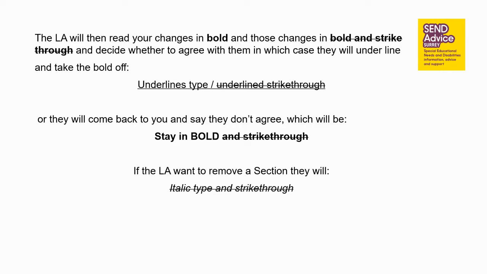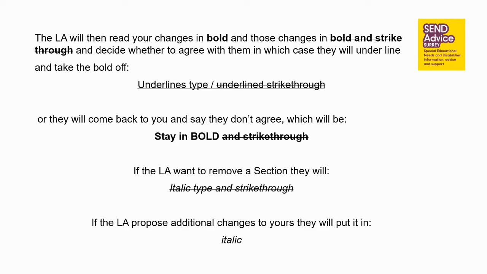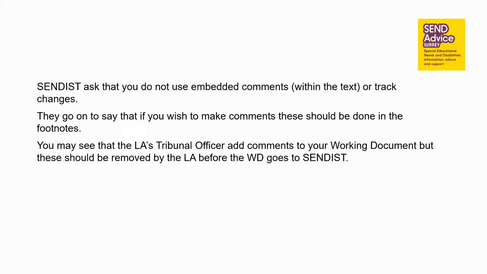If the LA want to remove a section, they will put it in italic type and strike it through. And if the LA propose additional changes to yours, they will put it in italics. So if you agree to the LA's italics, you change the section into normal writing and underline it. If the LA have put it in italics and they wanted to remove it, and you're happy for it to be removed, you would put it into normal type and underline it, removing the italics.